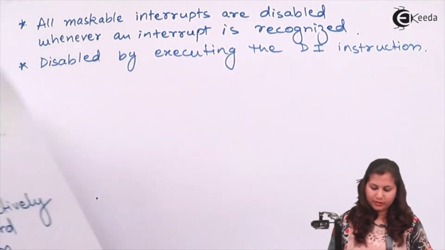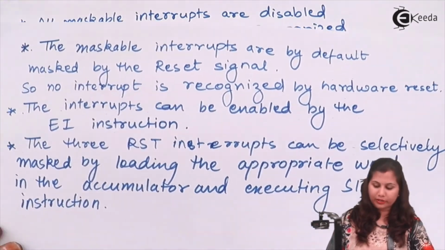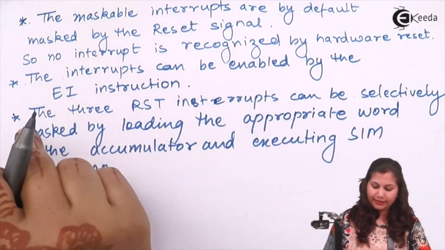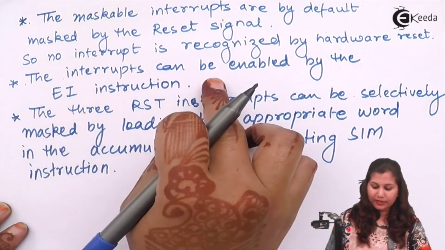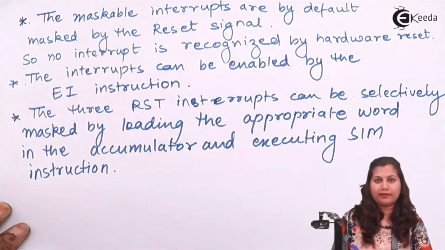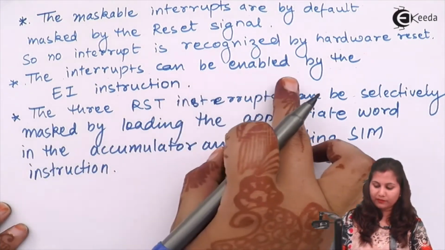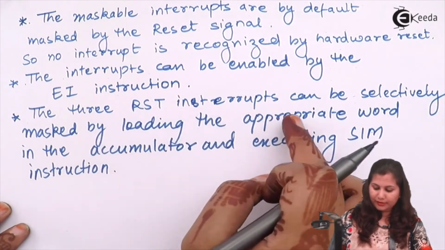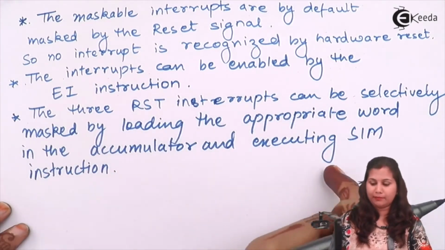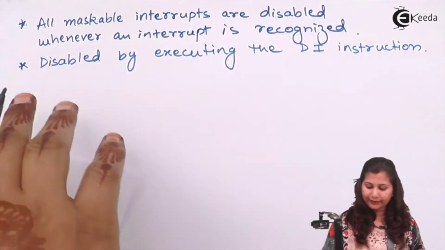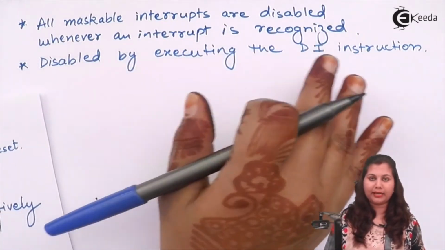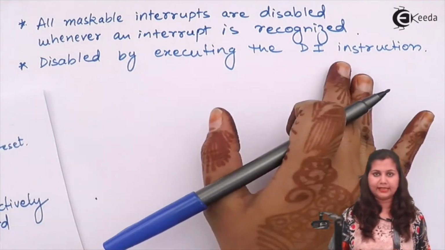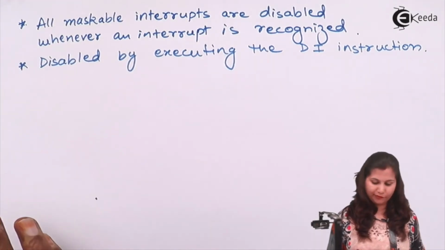So this is all about how we can have the masking of the interrupts. They can be masked by default, by the reset signal. Then the interrupts are enabled after masking. If we want to resume those interrupts, then we can enable them by the EI instruction. And the three RST interrupts can be selectively masked using the SIM instruction, and they can be disabled by executing the DI instruction. So we have the EI, DI, SIM and RIM instructions for it.